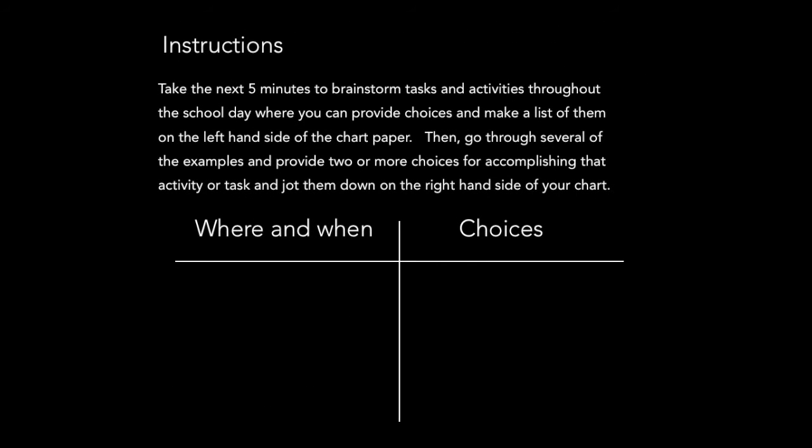So, when should we give our students choices? To answer that question, as a group, take the next 5 minutes to brainstorm instances and activities throughout the school day where you can provide choices and make a list of them on the right-hand side of your chart paper. Then, go through several of the examples and provide two or more choices for accomplishing that activity or task and jot them down on the right-hand side of your chart. Pause the video at this time.